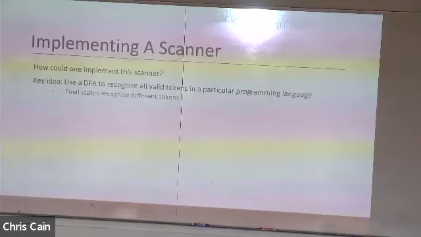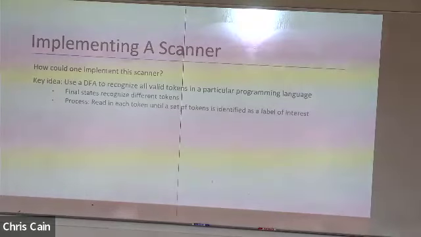So final states recognize different types of tokens. We read in each token until we have some set of characters that's identified as some kind of label of interest. We end in a final state and we're able to assign the associated label, the name of that state, into the tuple.